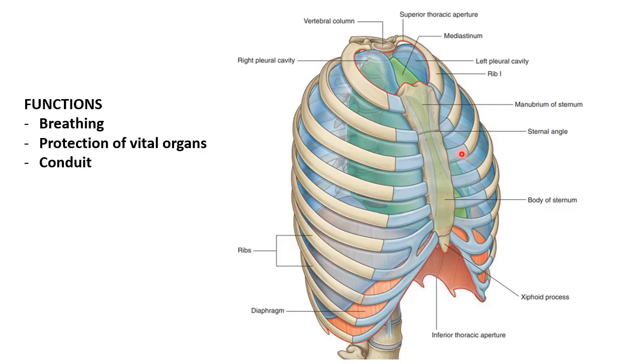What is the thorax? The thorax is the region that lies at the upper part of the trunk. It extends from the root of the neck superiorly down to the abdomen inferiorly. It has an irregular cylindrical shape, شكلها اسطواني غير منتظم, has a narrow superior opening, نسميها superior thoracic aperture, and a relatively large inferior opening, نسميها inferior thoracic aperture.